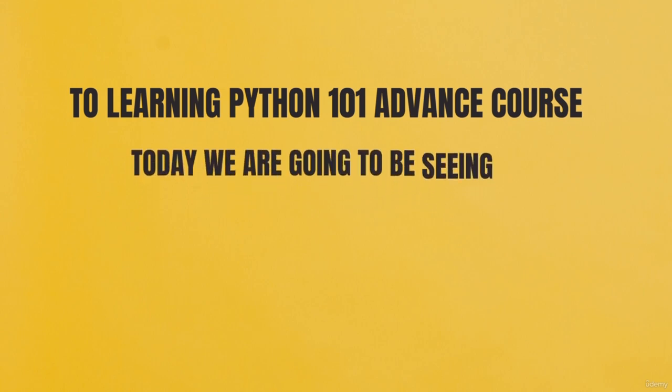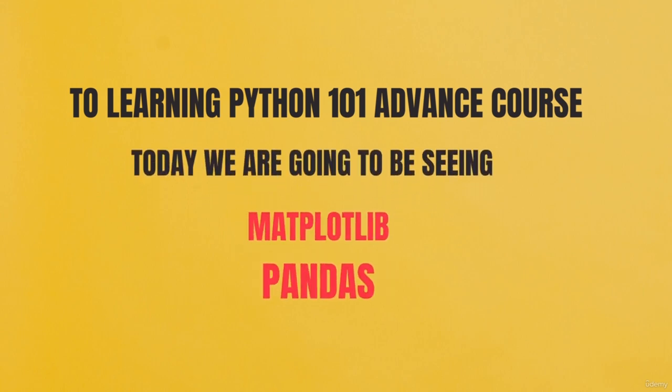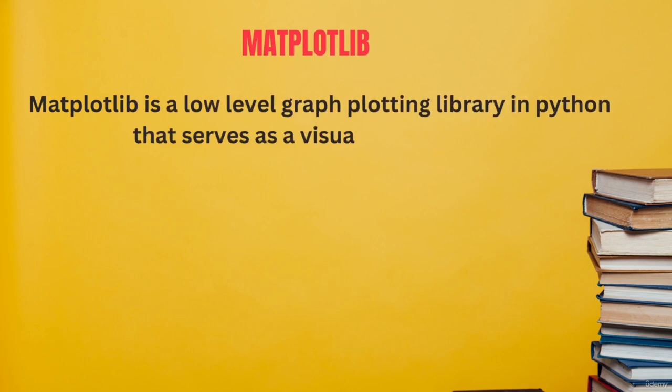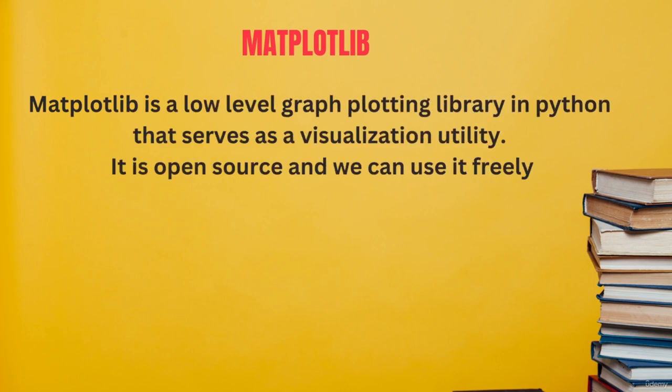Welcome back again to the Learning Python 101 Advanced course. Today, we are going to be seeing matplotlib and Pandas. Let's get going. Matplotlib is a low-level graph plotting library in Python that serves as a visualization utility. It is open source and we can use it freely. Pandas, on the other hand, is a library that is used to open large dataset files. It is much easier to handle these files with the help of Pandas.